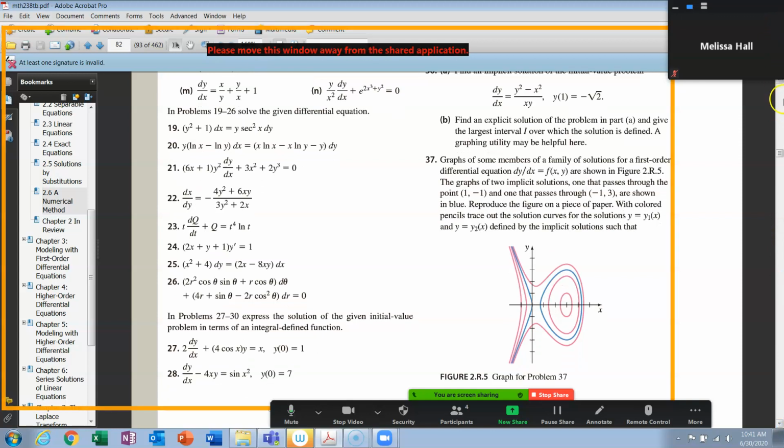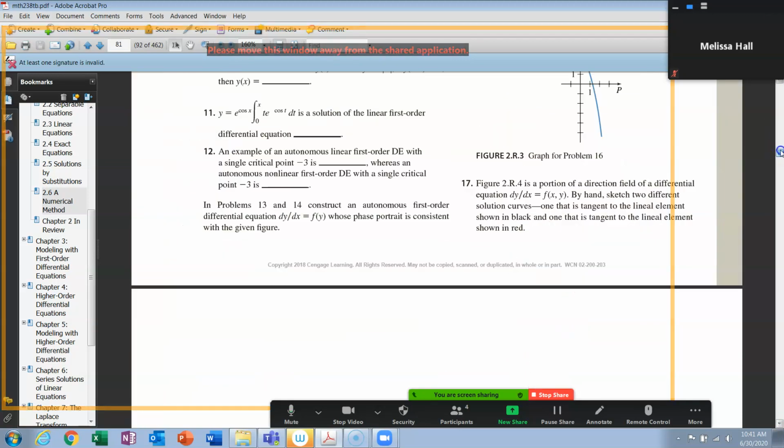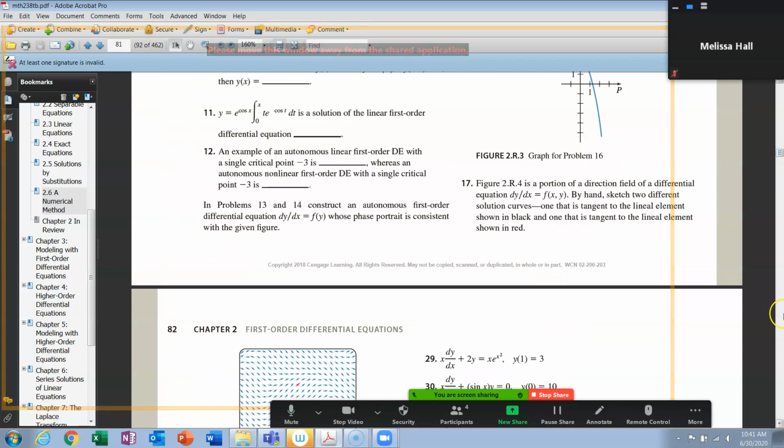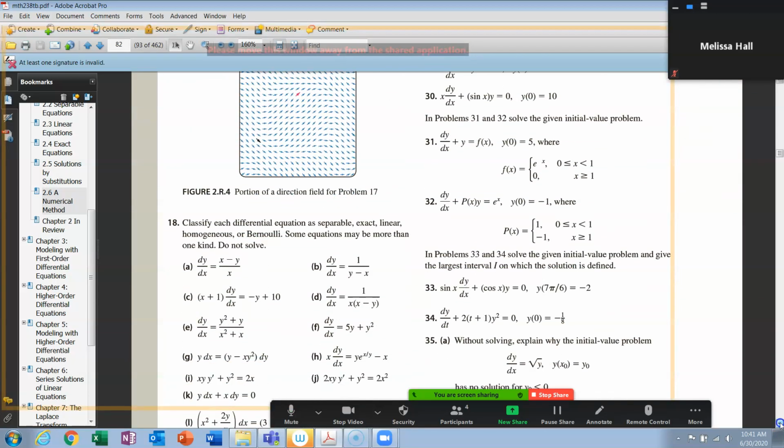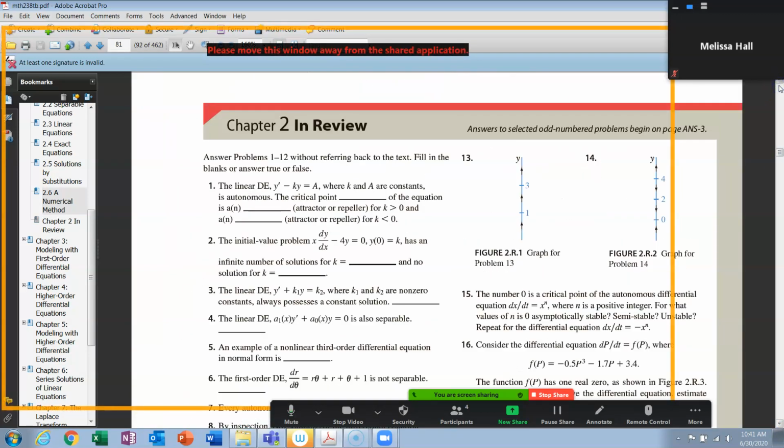29 is at the top of the next column here. Whoops, too much. I can't use that to progress here. Oh, here we go. There was 29 right there. It wasn't as bad as I thought. Yuck.